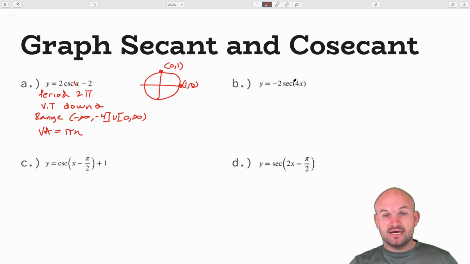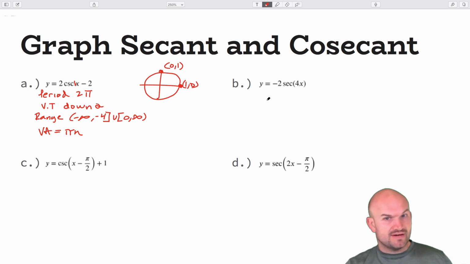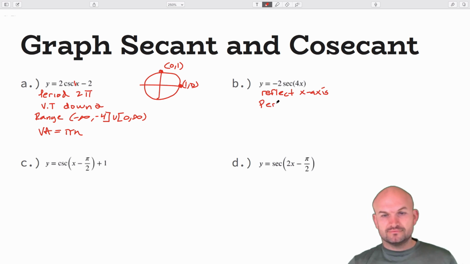The next one here, automatically when I see a negative, I always like to write the reflection because I will forget it and most students would forget it when they wrote their answers on the board. So let's just do this as a reflection over the x-axis. Our period is going to be 2 pi divided by 4, which equals pi halves.